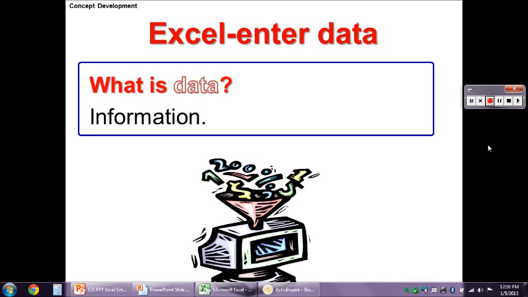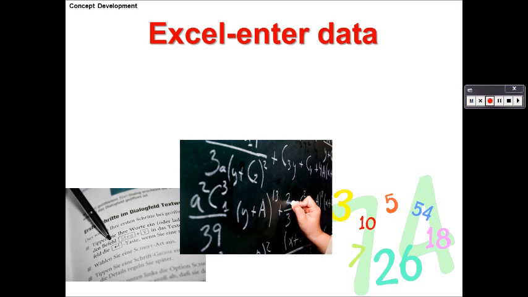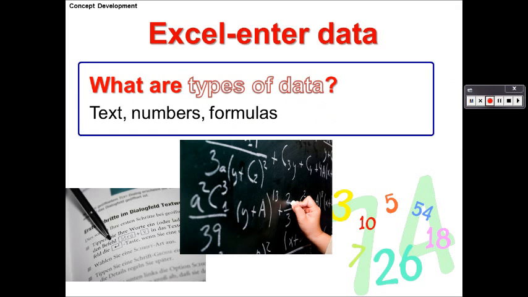Your first vocabulary term is the word data, or data, which can be pronounced either way. What is data? Data is information. If you need to pause or rewind this video, you can. There are several types of data. There are text, numbers, and formulas. Sometimes formulas are considered numbers, sometimes they're considered a separate type of data.